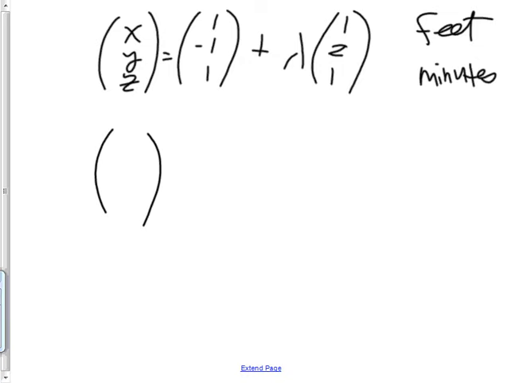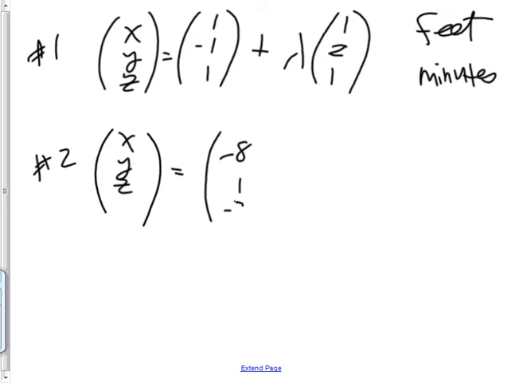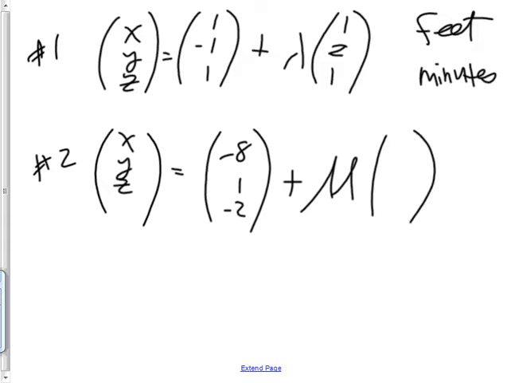Okay, on to the next X, Y, Z. This is plane number 2. This was number 1, this is number 2. Plane number 2 starts at this point, -8, 1, and -2. And it goes every count, every click, 5, 0, and 2. That means it's not moving at all in the Y direction. Is that possible? Yes, it is possible.